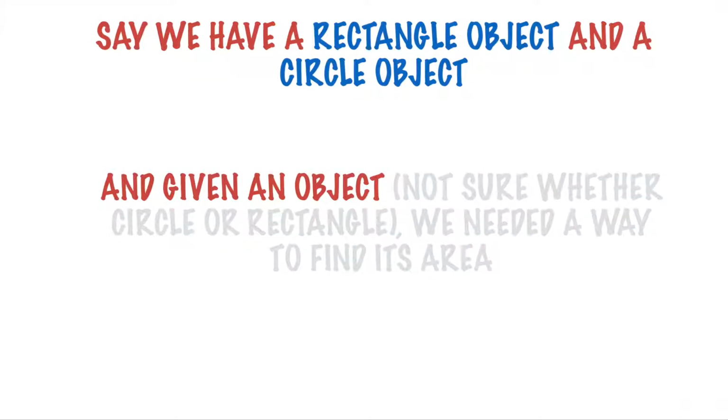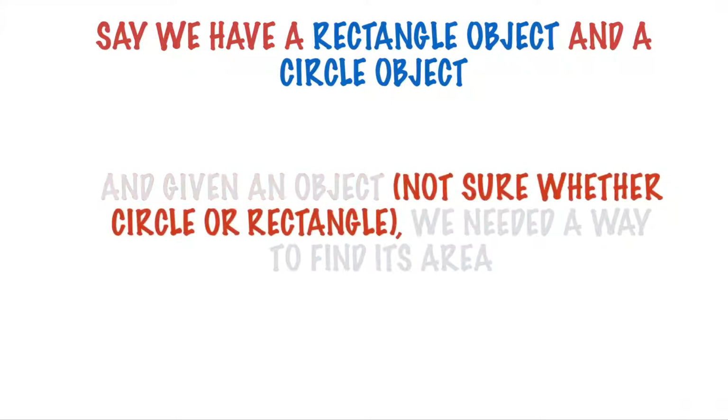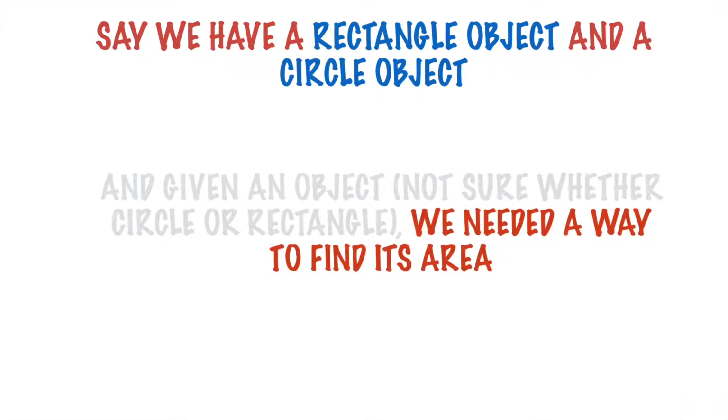So given some object, either rectangle or circle, but you don't know which, in either case, we want to find its area. How do we do this? Remember, the area calculations for a rectangle and a circle are completely different. If you remember your high school formulas, the area for a rectangle will be length into breadth, and for a circle will be pi radius square.